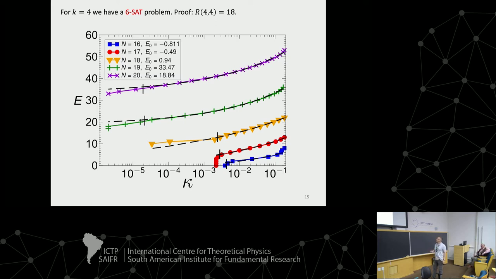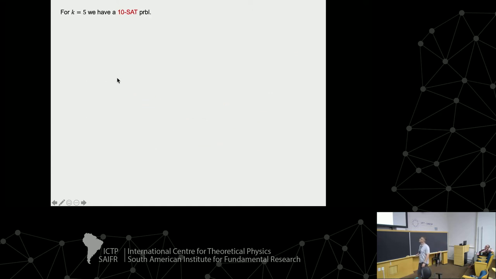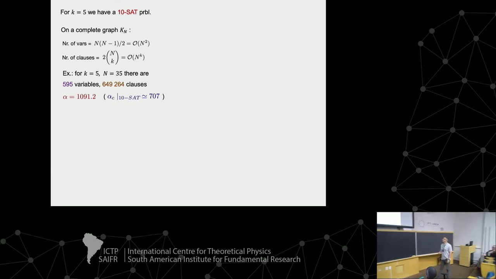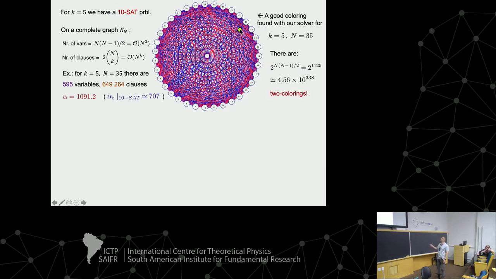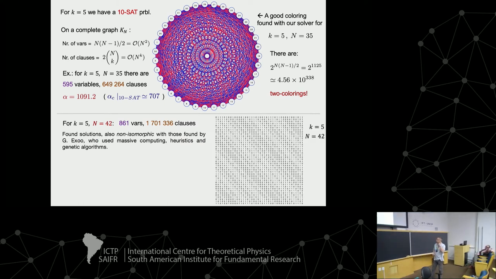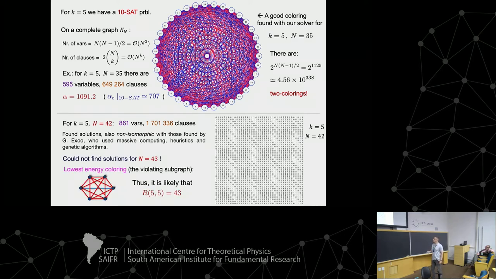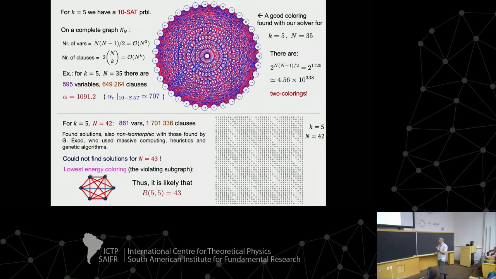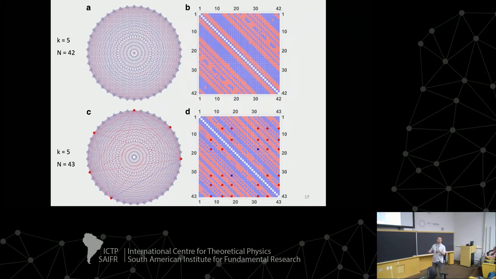The theory says that it's 18, and our algorithm also shows nicely that all those below extrapolate to under 0, and all those above extrapolate to above 0. For k equals 5, this is an open question. It turns out, for example, for n equals 35, you have about 10 to the 338 possible colorings, so the space of possible colorings is huge, but it finds a solution. For n equals 42, which is the last n value for which anybody has ever found a coloring, you have 861 variables and more than 1.7 million clauses. We find those, but for 43, we find a lowest energy coloring, which no one has ever reported before, with two monochromatic pentagons, or five-cliques, sitting on six nodes. And these are the corresponding solutions. You can go and check these.